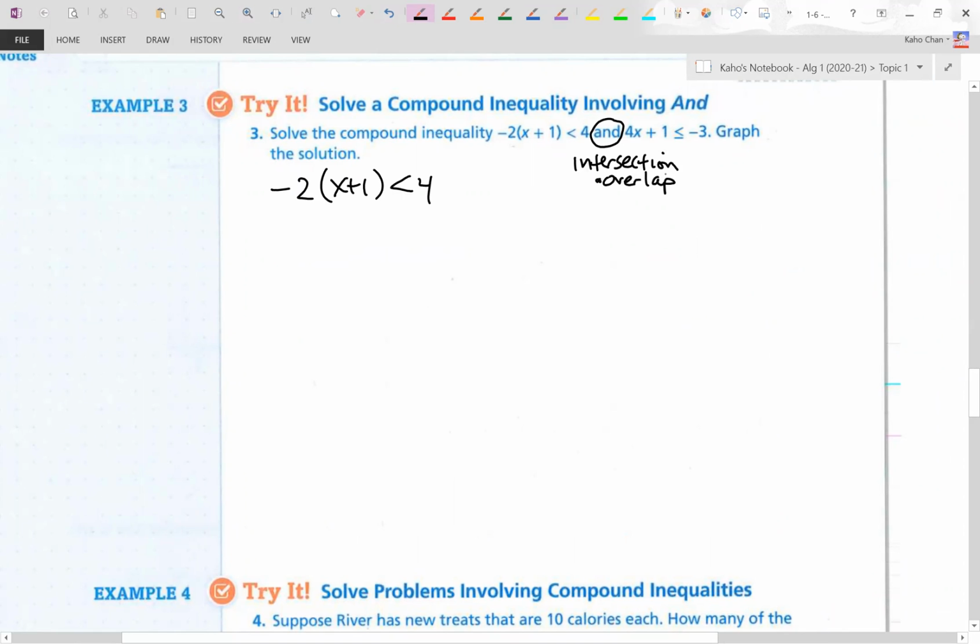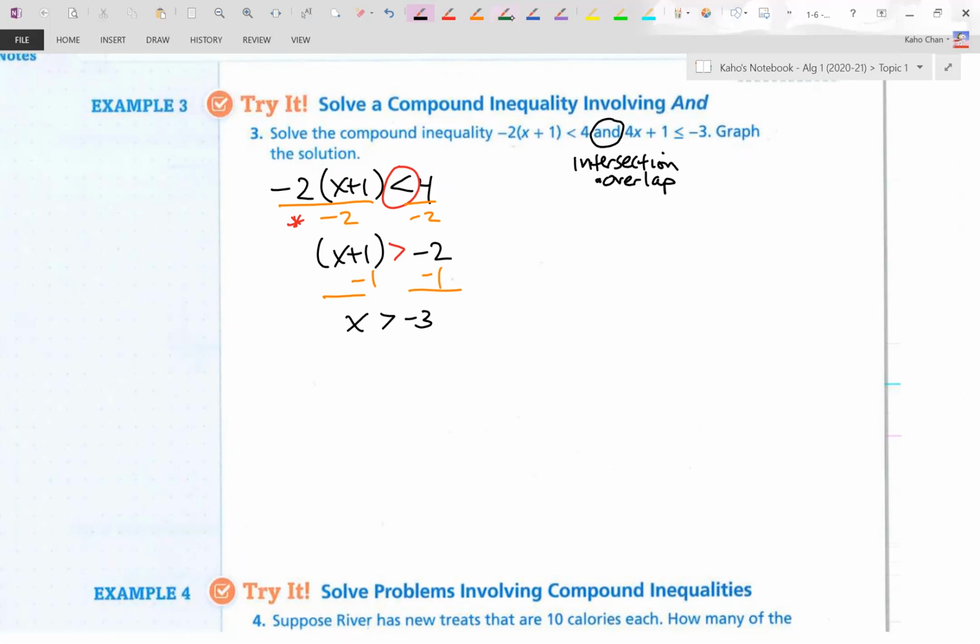Let's go ahead and, I guess, divide by -2 first. Because I'm dividing by negative, I do have to switch the inequality symbol. 4 divided by -2 is -2. And the symbol changes. Subtract 1 to both sides. X is greater than -3. Oh, yay. There's 1/2.